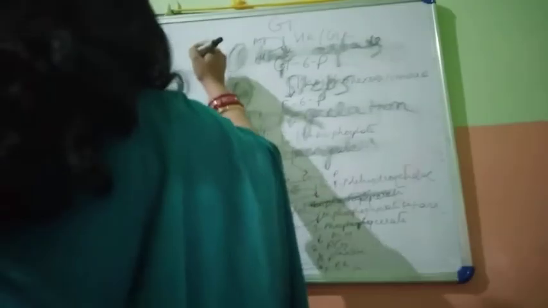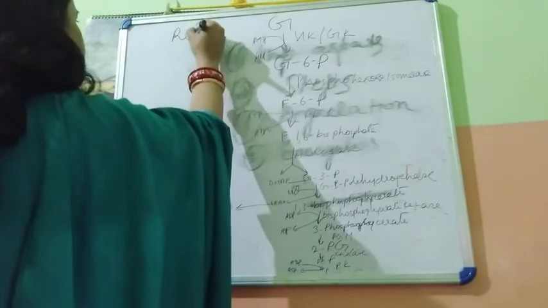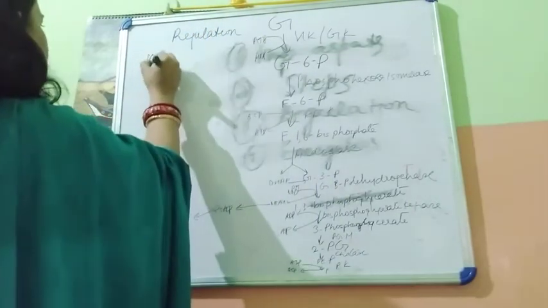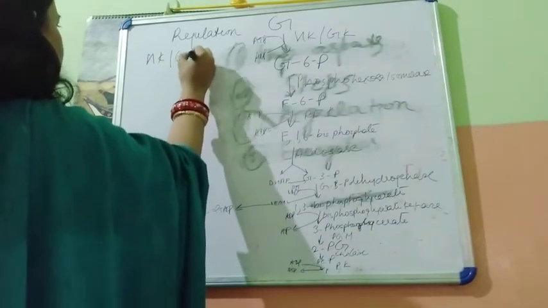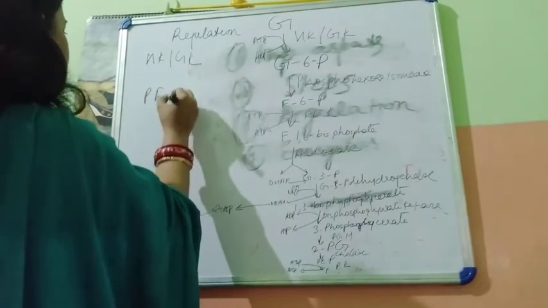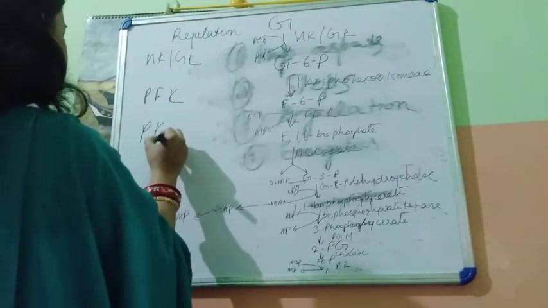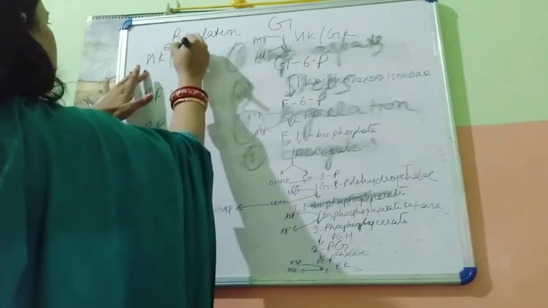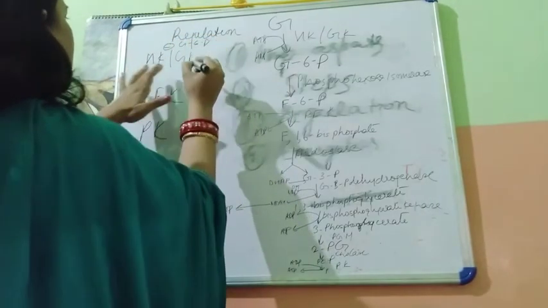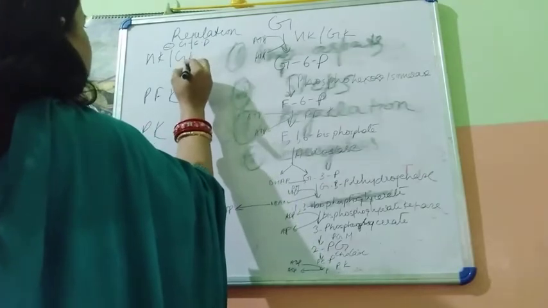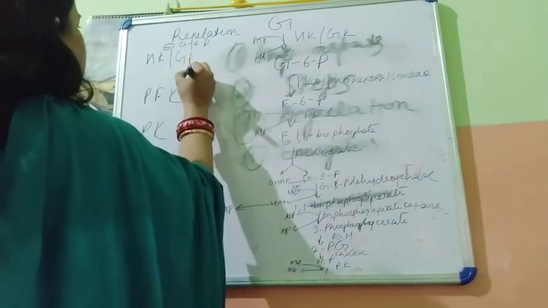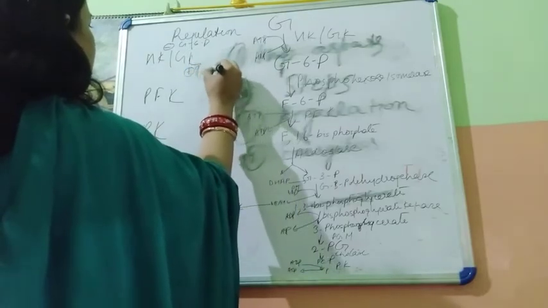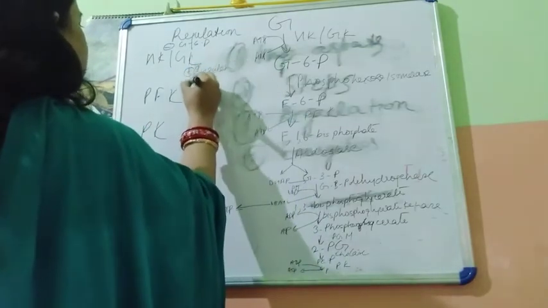Now coming to the regulation. Basically, 3 enzymes are involved in regulation: hexokinase or glucokinase, phosphofructokinase, and pyruvate kinase. Hexokinase is inhibited by glucose 6-phosphate. Glucokinase is activated by insulin and inhibited by glucagon.